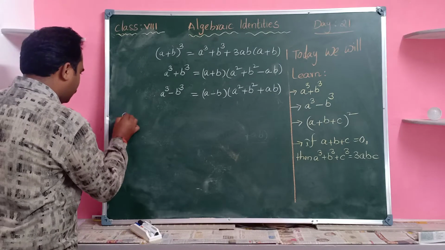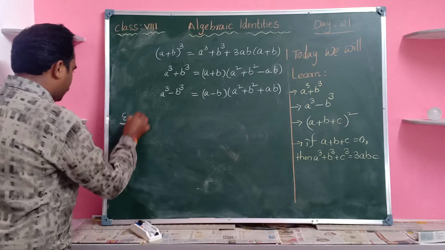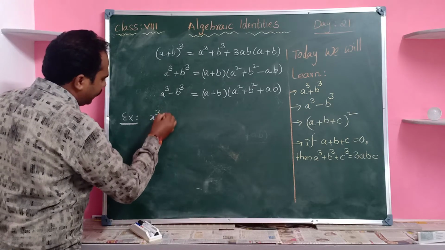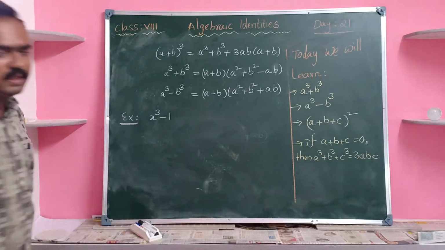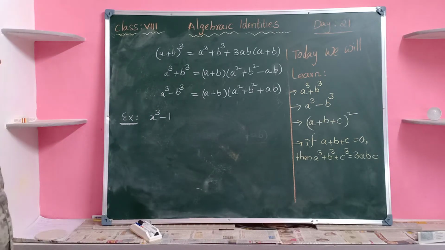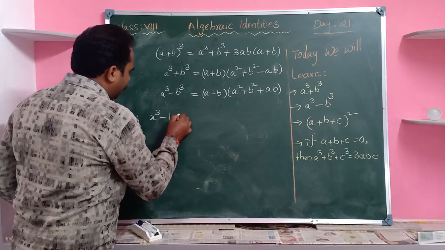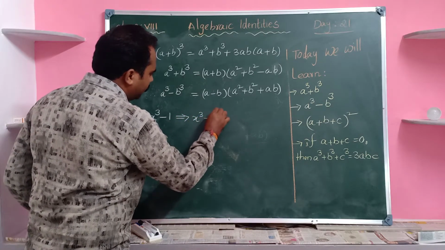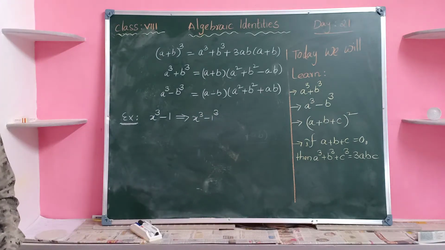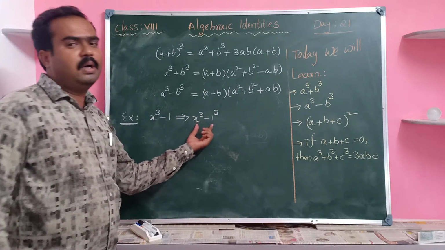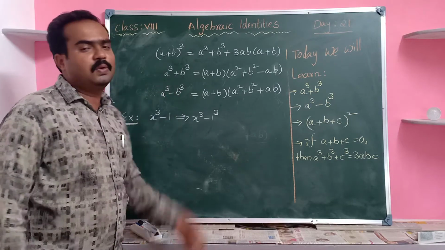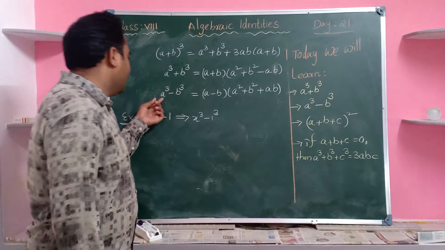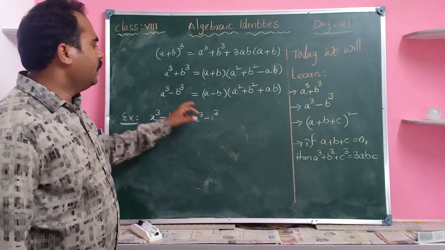First one. Expand x^3 - 1. So this x^3 - 1 can be written as x^3 - 1^3. Now it is in the form of a^3 - b^3. If you compare this one with a^3 - b^3, then a is equal to x and b is equal to 1.